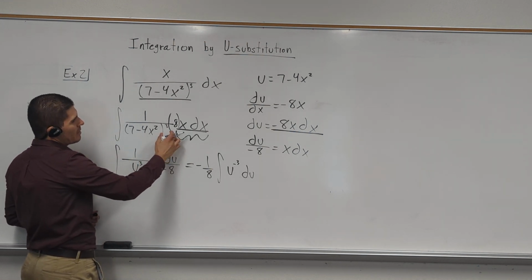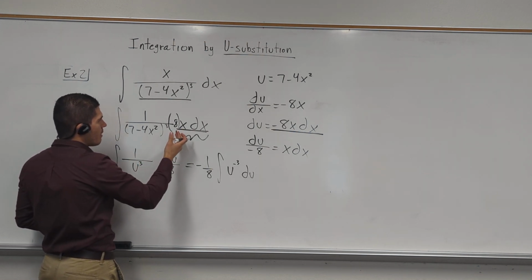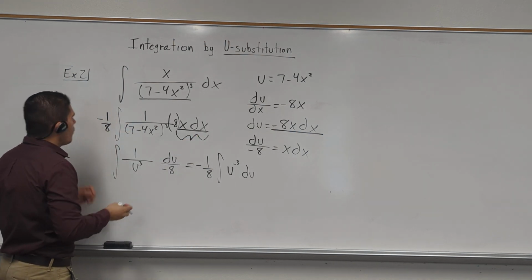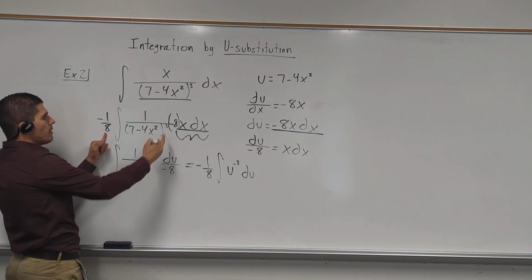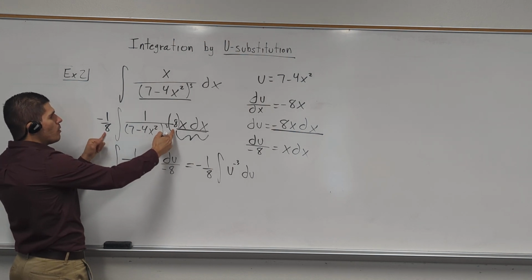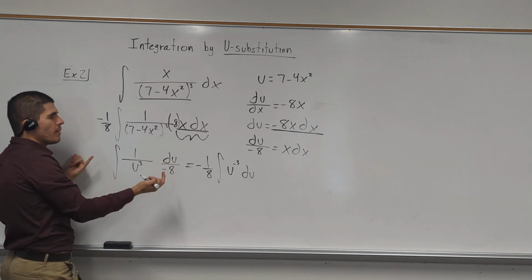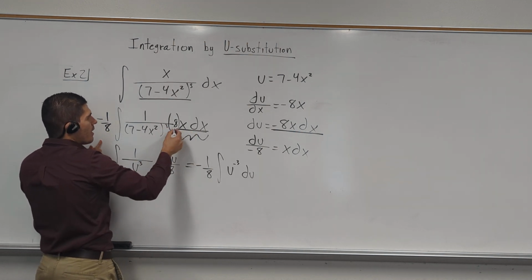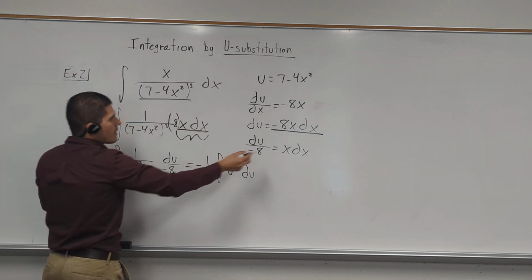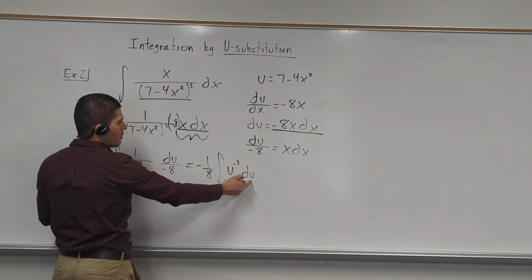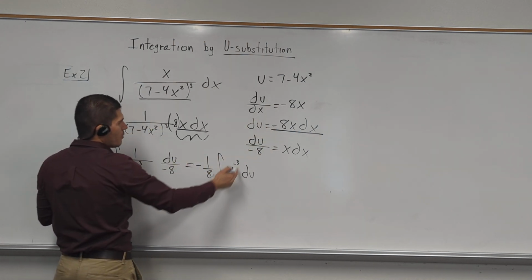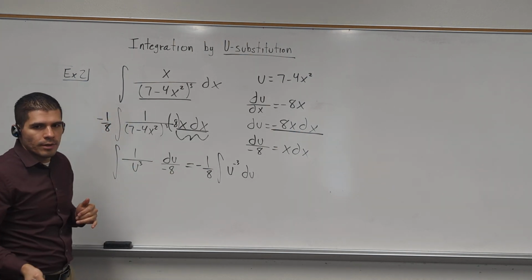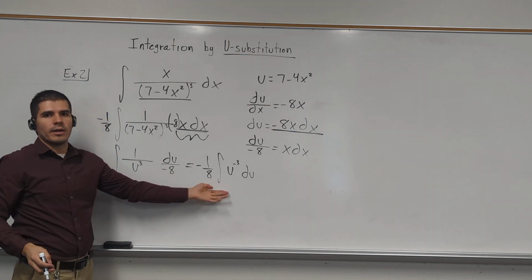However, I can't just multiply by a random number. I want to put a negative 1/8 on the outside. Why? Well, negative 1/8 times negative 8 equates to 1. So multiplying anything by 1 doesn't make a difference. And as you can see now, I have the negative 8x dx, so I can replace that exactly with the du, which would put me here. This would become the u to the negative 3, and as you can see, negative 1/8 is still out here. Regardless of the way you choose to go, you will land at the same location.